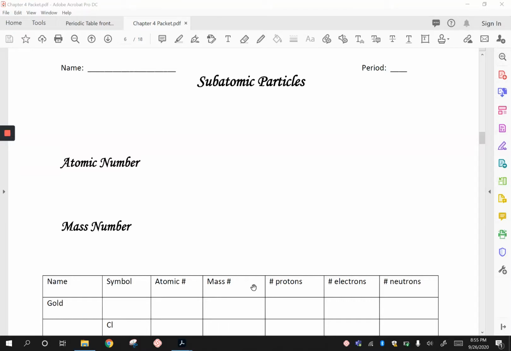We are going to talk about subatomic particles. So we've gone through the history of the atom, and we know that atoms are indeed divisible. That means we can divide them or break them down, and the atoms are made up of subatomic particles. Subatomic means smaller than an atom. So inside of the atom we have protons, neutrons, and electrons, and those are made up of quarks.